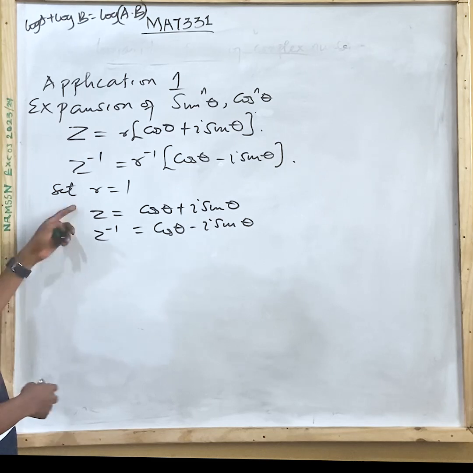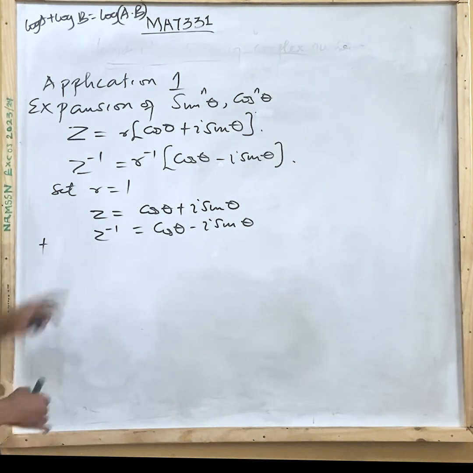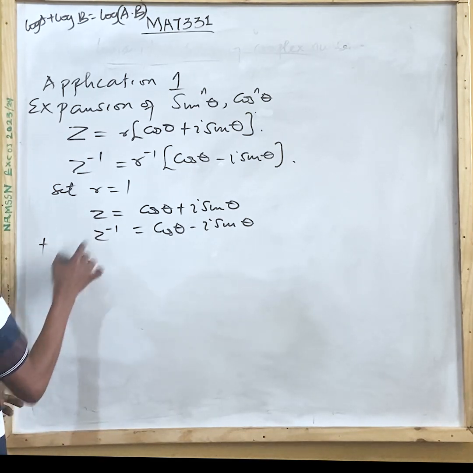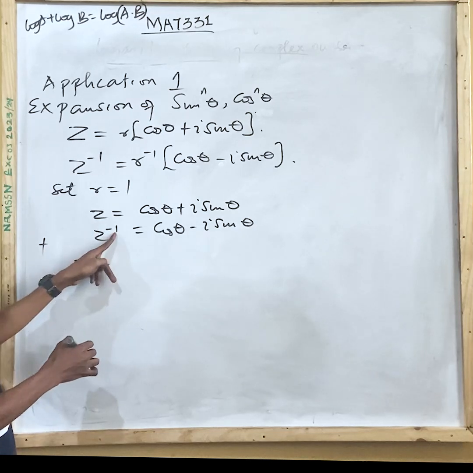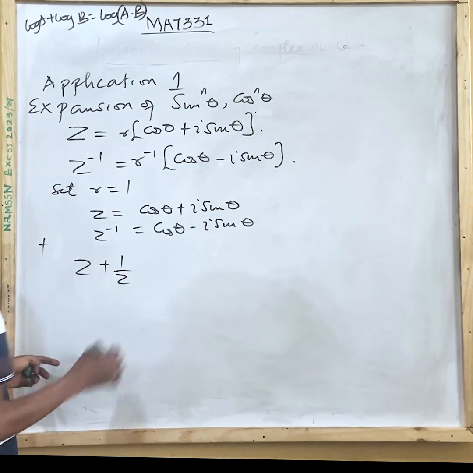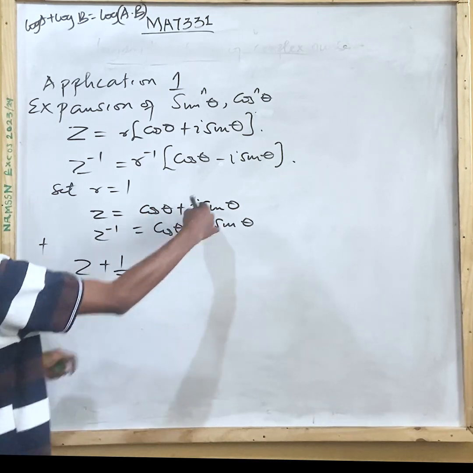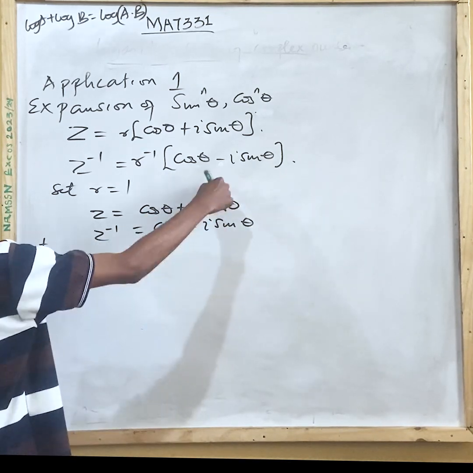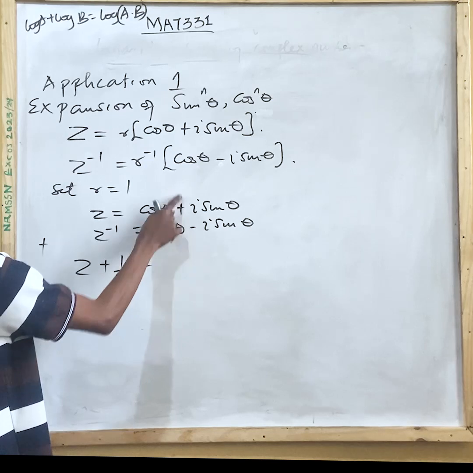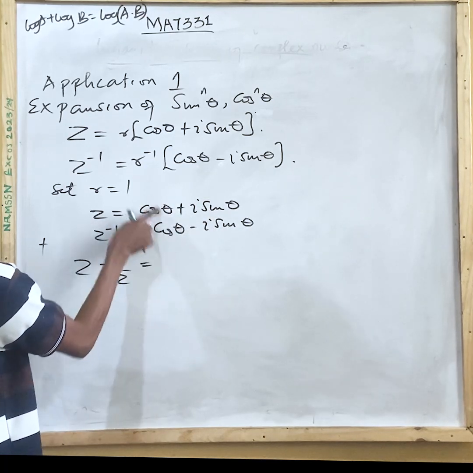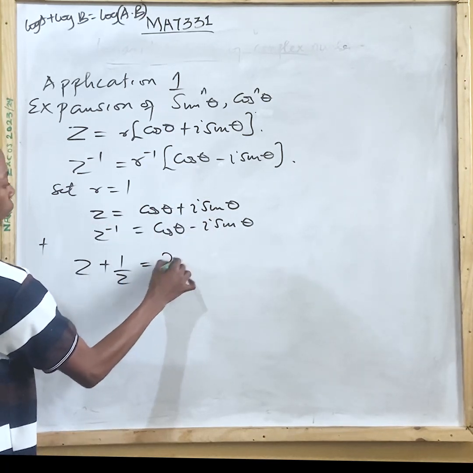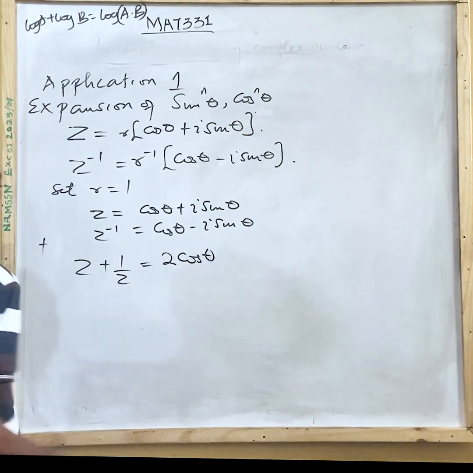Now if I add these two equations together, we are going to have z plus z raised to the power minus 1, that's 1 over z. Adding will cancel out these two, because this is plus i and minus i. Everything there will be 0, so these two will be left alone. So this one will be 2 cos theta.